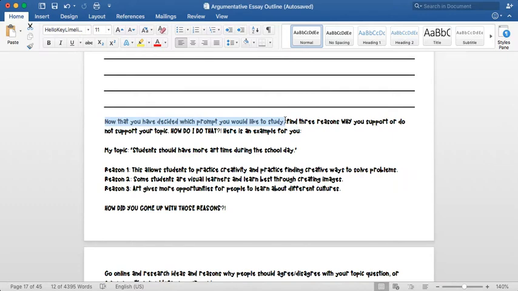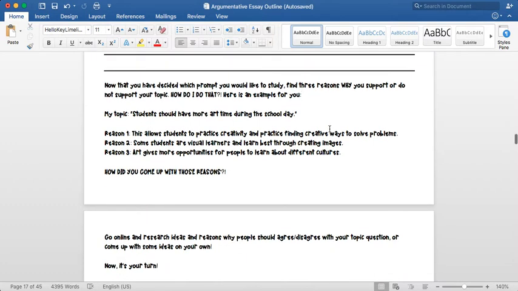So now that you have decided which prompt you would like to study, you're going to find 3 reasons why you support or do not support your topic. So how do you do that? Here's an example for you. So let's say the question that I wanted to write about was, should students have more art time during the day? And I decided that my stance was going to be students should have more art time during the school day. Then I'm going to find 3 reasons to back up my point of view.